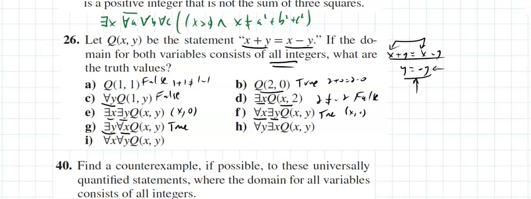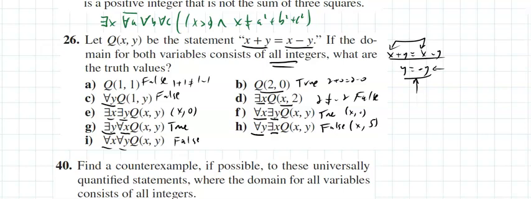And if I reverse the order, for any y, there exists an x, that's false. Let y be any number other than 0. 5, 0. So 5 does not equal negative 5. And for all x and all y, of course that's false. x really doesn't change much. It's just the y you have to be really careful about.